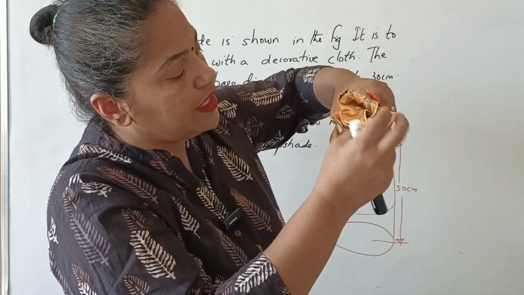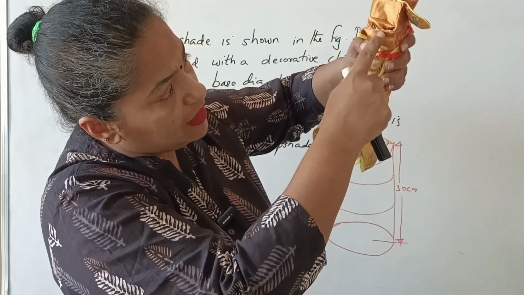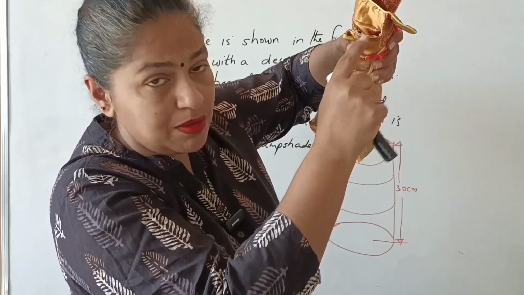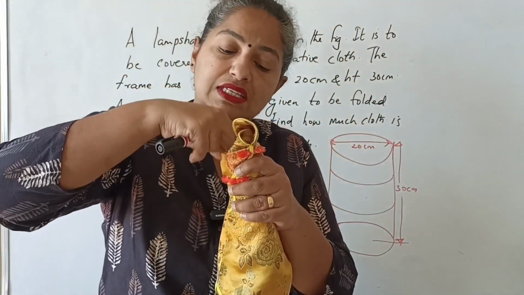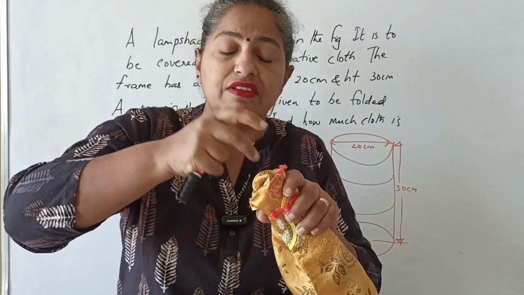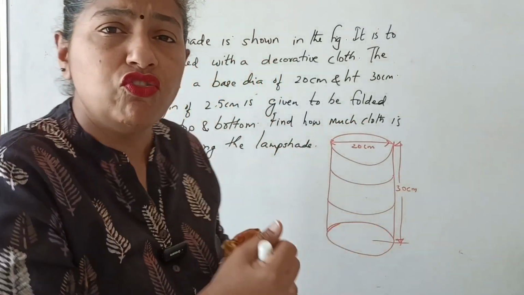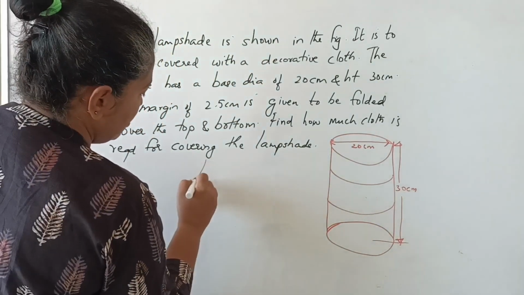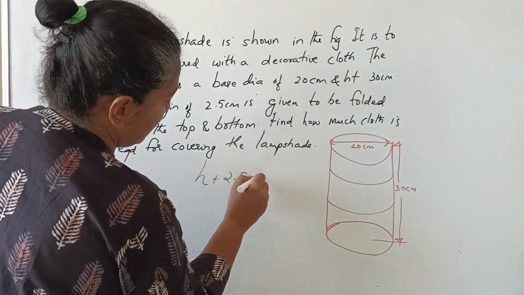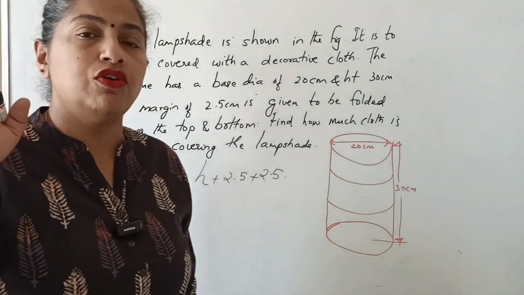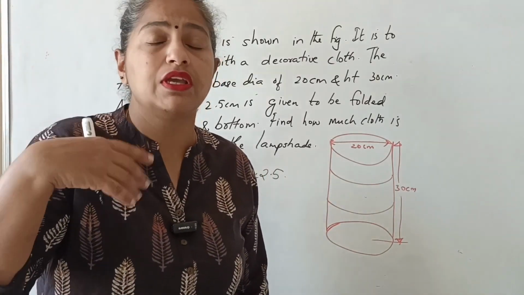Okay. So in addition to the length of the lampshade, an additional 2.5 centimeters extra of the cloth is also required to fold and fix it into the lampshade, and similarly at the bottom. So our effective height would be height of the lampshade plus 2.5 plus 2.5. Okay. Now you know how to calculate the height.